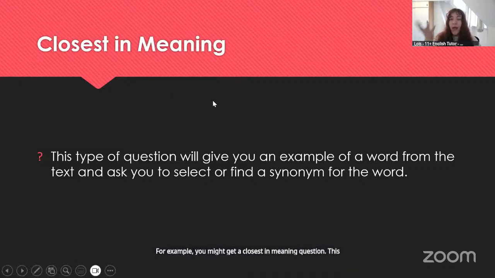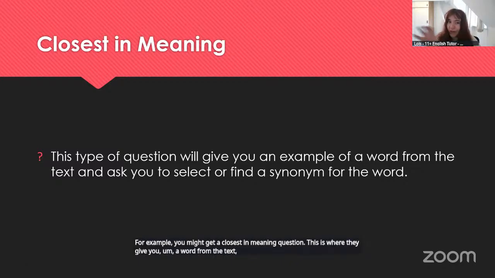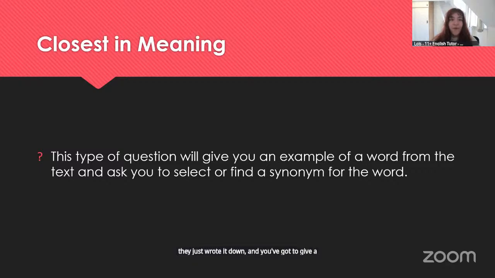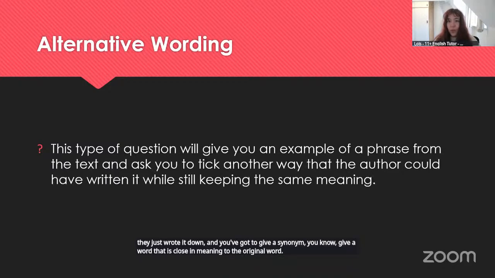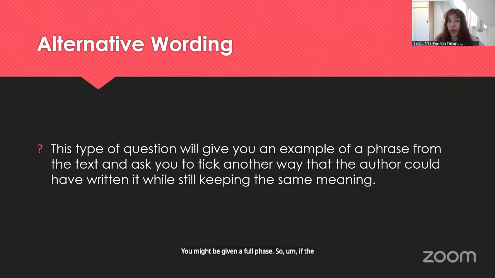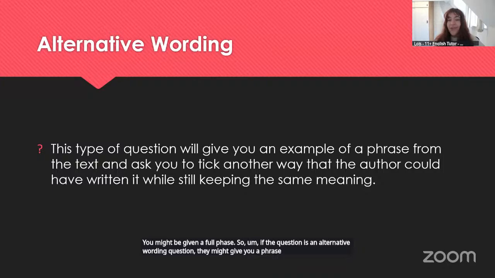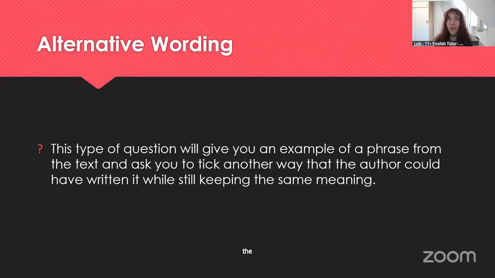This is where they give you a word from the text, they just write it down, and you've got to give a synonym, give a word that is close in meaning to the original word. You might be given a full phrase. So if the question is an alternative wording question, they might give you a phrase from the text, and you've got to identify the reworded version of that phrase. So it's the same meaning, but in different wording. For this one, you can do this multiple choice, but they might also ask you to write it out depending on the type of paper that you're doing.